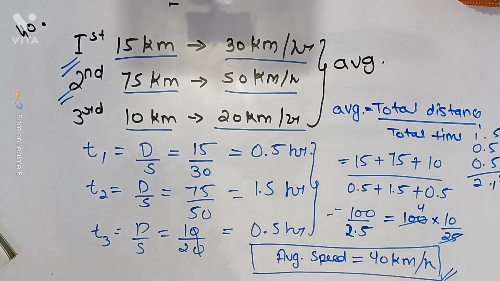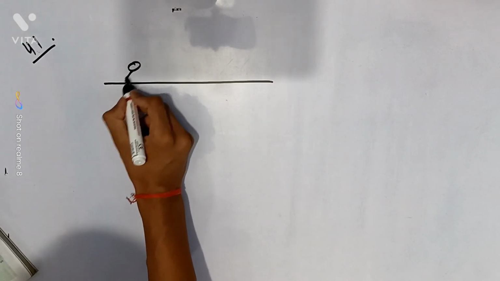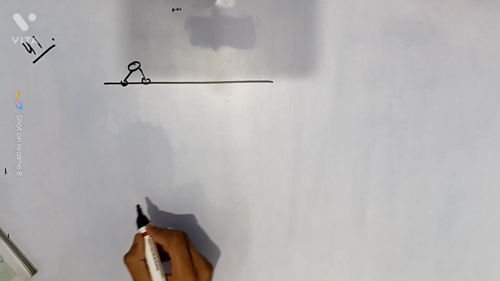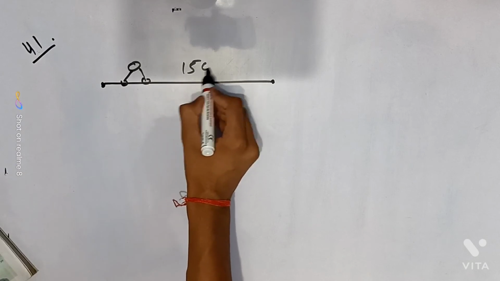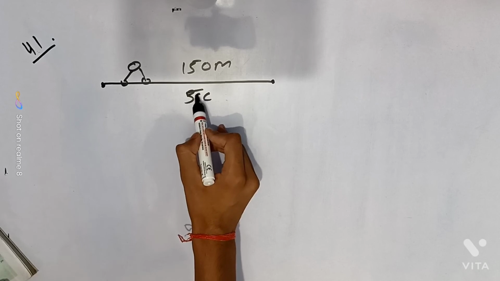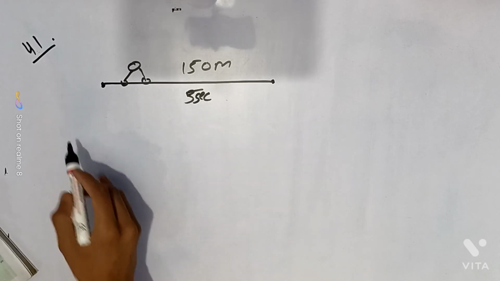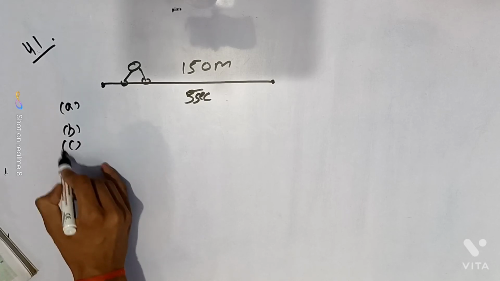So now let's go to numerical number 41. So what is our numerical number 41? A car is moving along a straight road, means there is a straight road and a car is moving along it, and it travels 150 meter in 5 seconds. So basically the 41 numerical is divided into A part, B part, C part and D part.